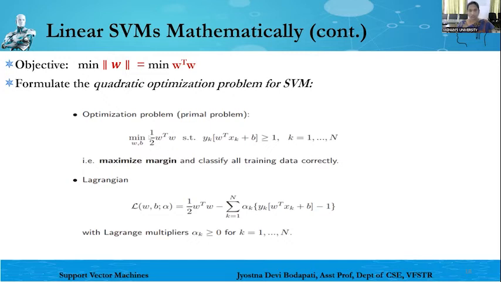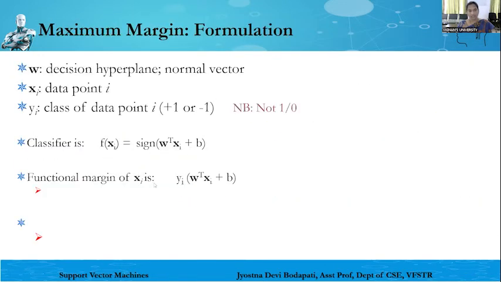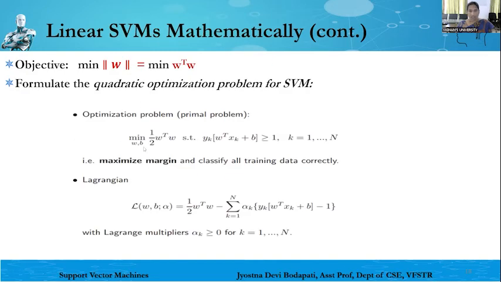Our objective is to minimize this term, and under what constraint? This condition has to be satisfied for every example, right? So yk into (w transpose xk plus b) is greater than or equal to 1 for every example. Instead of writing it as a sign, we just changed it to yi. Our decision logic is no more a sign of w transpose xi plus b; now we changed it to a single decision logic. Under this constraint, this objective has to be achieved.